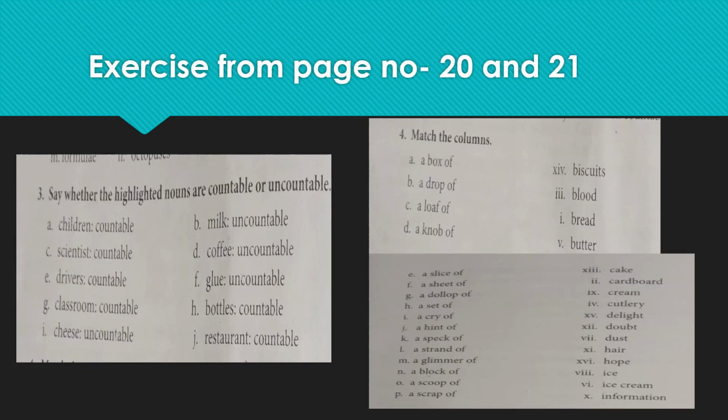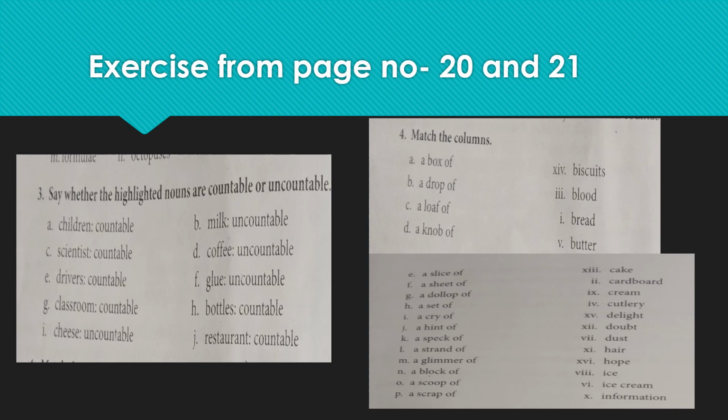For the exercises on page number 20 and 21, I have given the answers here. On page number 20, decide whether the highlighted nouns are countable or uncountable. We completed what countable and uncountable are. A countable noun means one which you can count easily. Uncountable nouns are those which you cannot count. So here highlighted words, in red color, you have to see and write whether each is countable or uncountable. I have given the answers. Next, page number 21, match the columns given. I have given the answers, you have to write them down in the textbook and notebook.